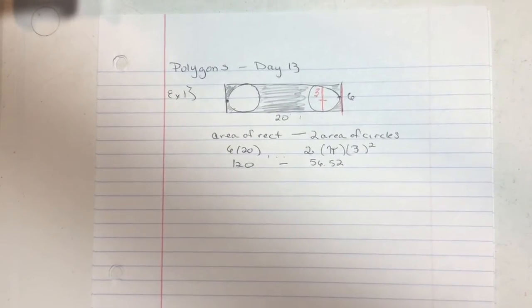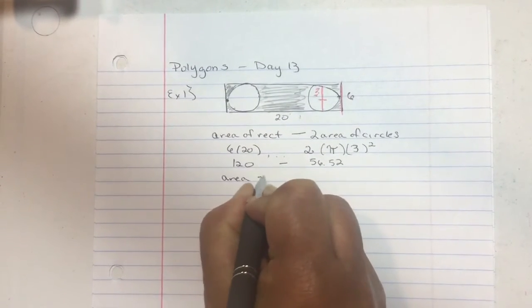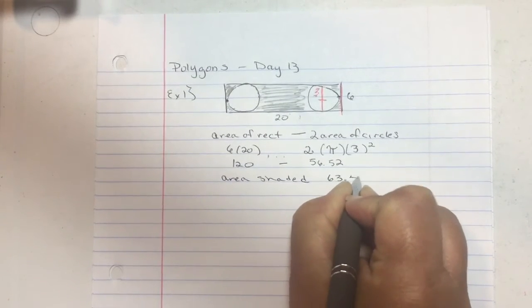So here's the rectangle. Subtract out the 2 circles. Let's see, 120 subtract 56.52. And you're left with an area shaded of 63.48.